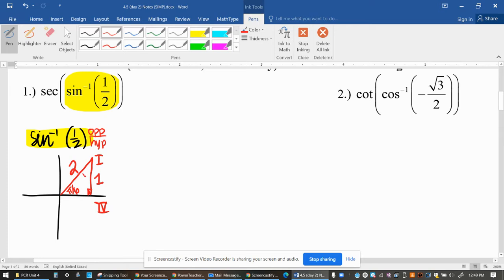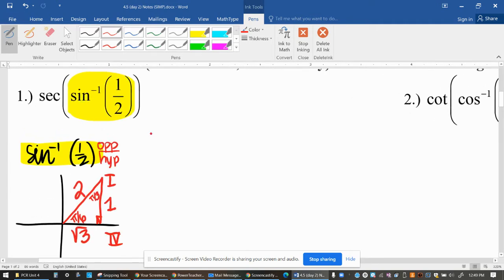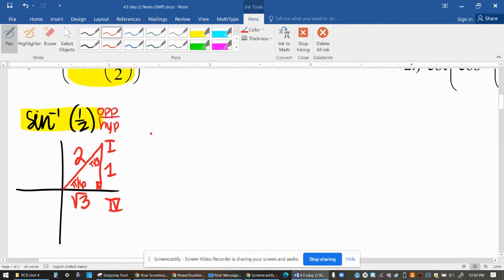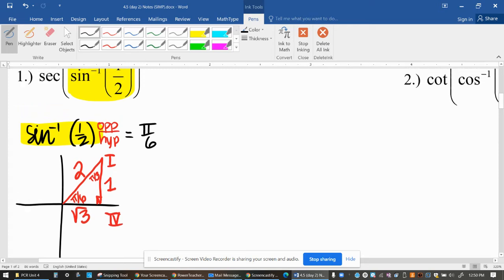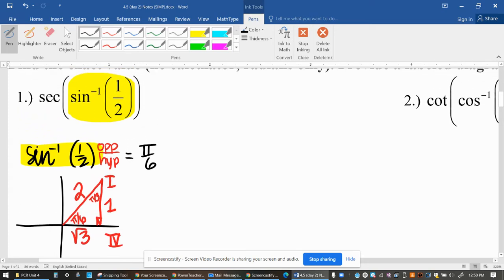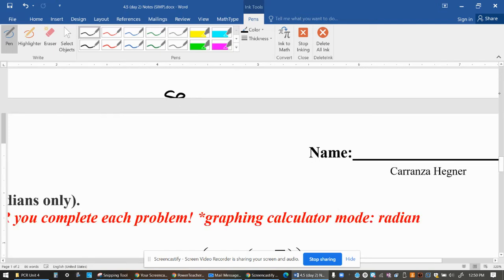That means this would be pi over 3, and this side length would be root 3. So what angle has a sine that equals positive 1/2? That angle is pi over 6, in quadrant 1. So that's the first part of the problem. Now they're asking me to find the secant.